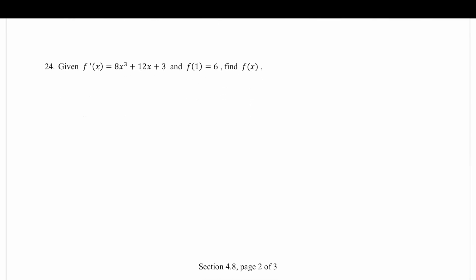Now, number 24 is a little bit different. First of all, notice the notation. They gave us f prime, and they told us that f of 1 equals 6, and they want us to find little f. So note to self, when they give you the notation little f prime and they ask you to find little f, you're still finding an antiderivative.